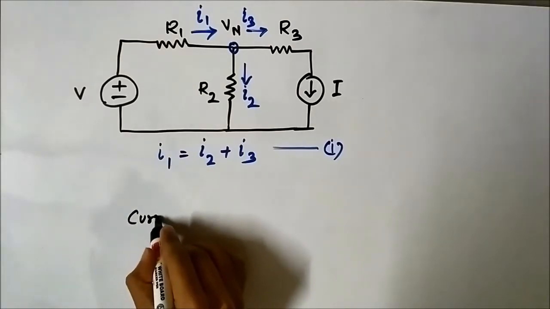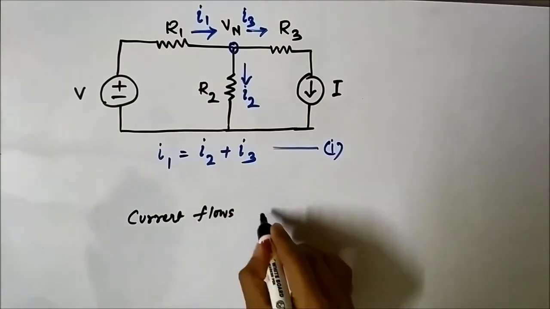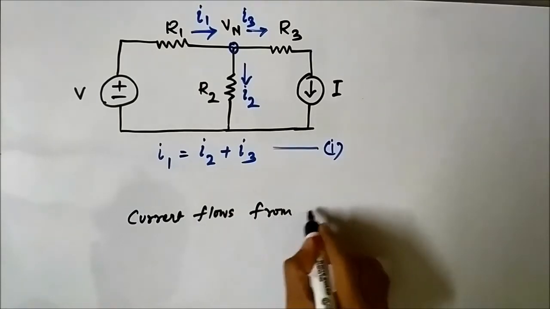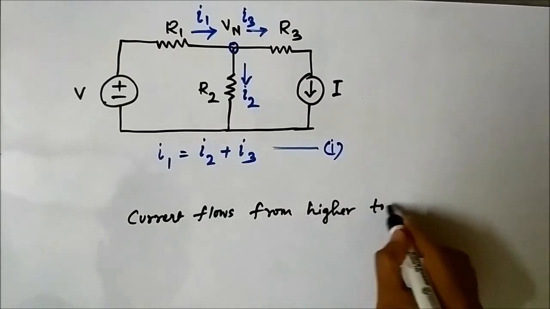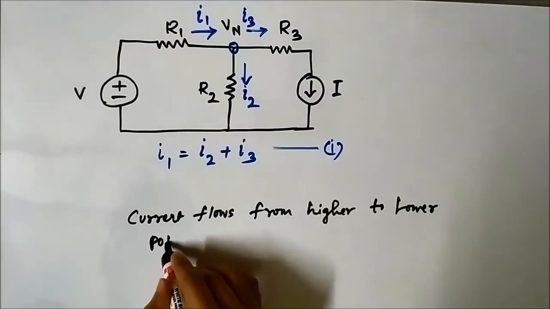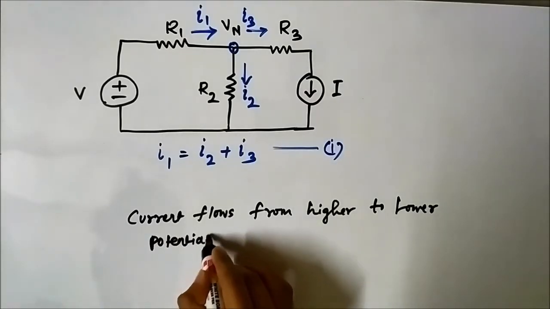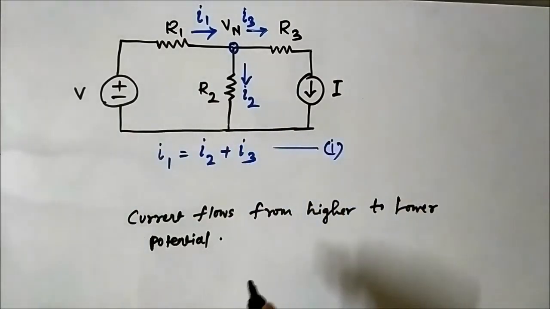We know current flows from higher to lower potential. Okay, we know that. This is very important while applying Kirchhoff's current law in nodal analysis.